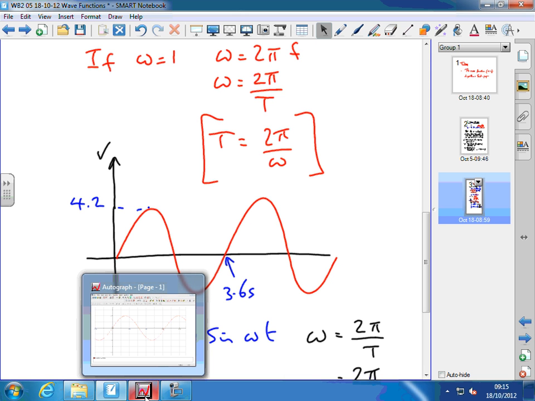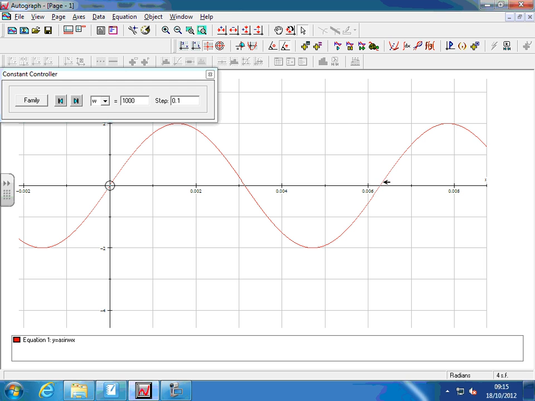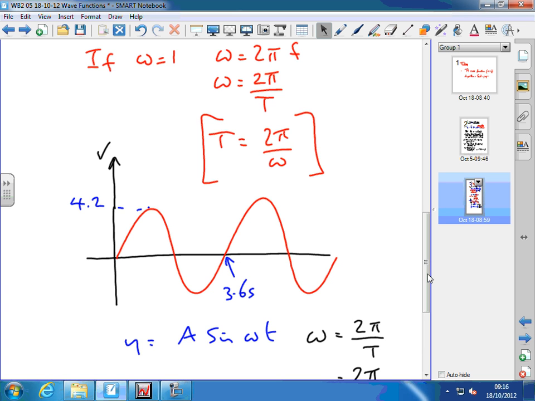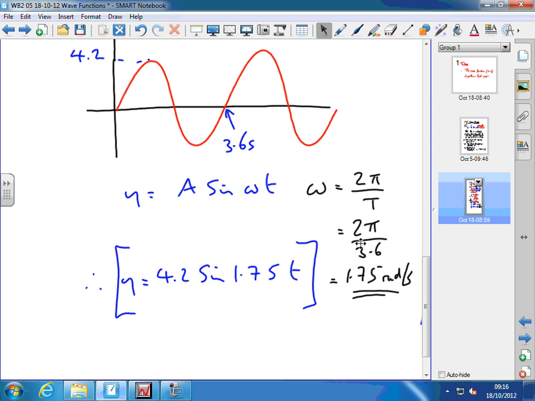If I wanted a more accurate value, I'd zoom in further. So I just showed this here. If we want a more accurate value for T, what do I do? I use my zoom box as normal and zoom in on that value, and so I can actually estimate what the period is.